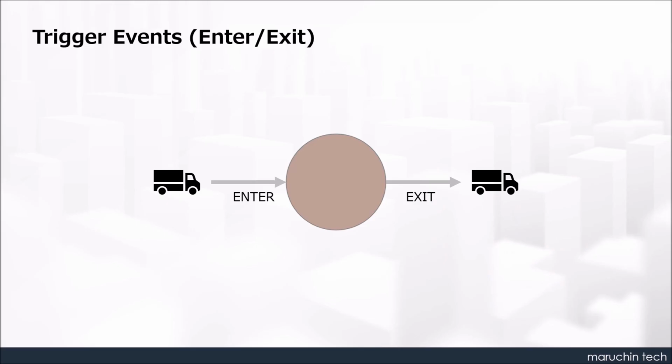Geofencing works by detecting the exact moment a device crosses the boundary. It triggers an event when a device enters or exits. This allows us to track both when a truck arrives at the facility and when it departs.